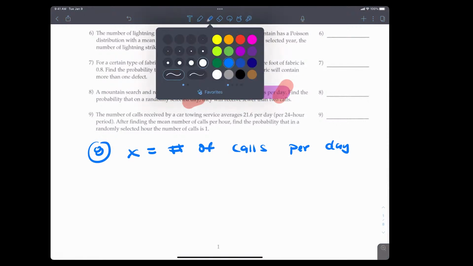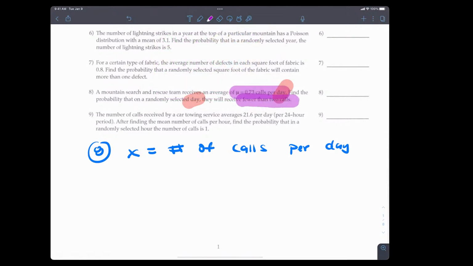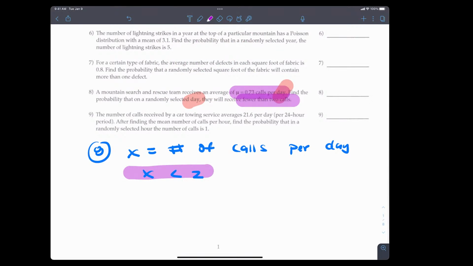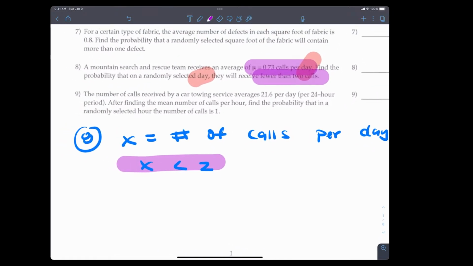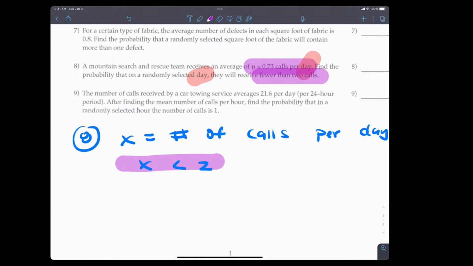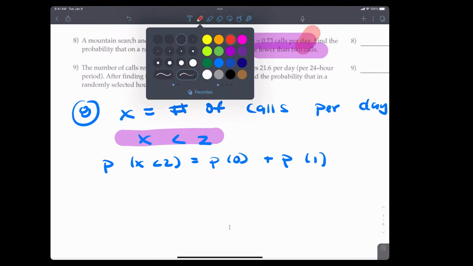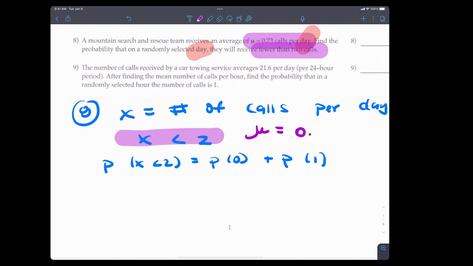So when they use the phrase fewer than 2 calls, that means X is less than 2. It's another way of saying less than 2 calls. Find the probability that on a randomly selected day, same interval, they'll receive fewer than 2 calls. So P of X less than 2. We know what less than 2 means. That means it's 0 or 1, but it can't be 2. And don't forget the value of mu in this Poisson distribution is 0.73. Poisson is nice because it only needs 2 values: an X value and a mu.